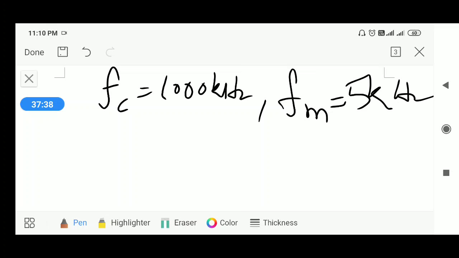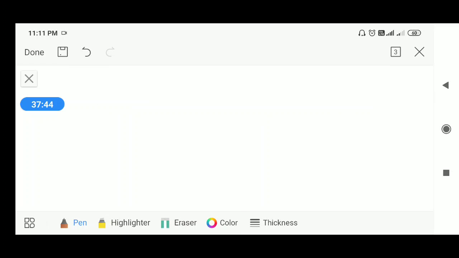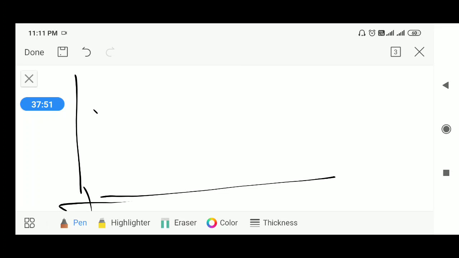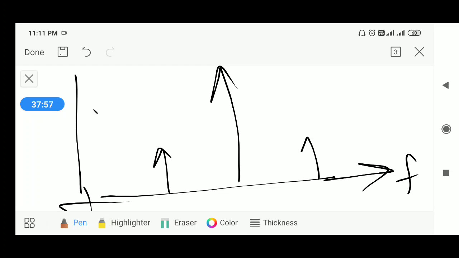And what is lower sideband and upper sideband? For that you need to remember this graph. On the x-axis is frequency; this is the frequency spectrum of your AM.